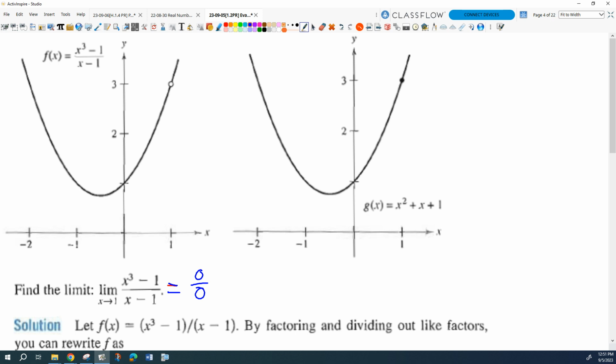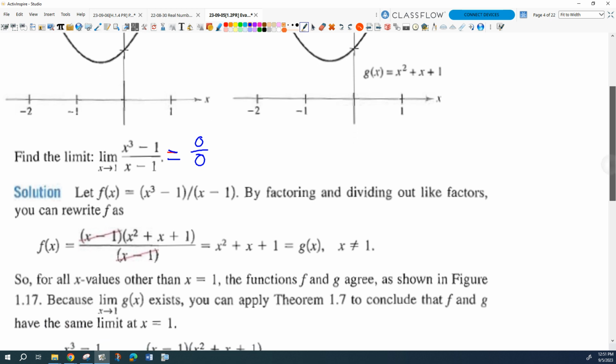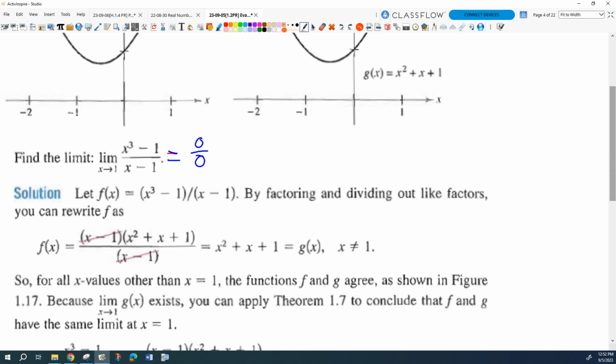We have to resolve the indeterminacy. Okay, what's that look like? Well, what it's going to look like is we've got to factor the top and factor the bottom, and we're going to cancel the factors that are causing the indeterminacy. This is equivalent to filling in the hole, as you're going to see in just a second. So what does that look like? You guys remember x cubed minus 1 is the same thing as x cubed minus 1 cubed. So that's just a difference of cubes, right?